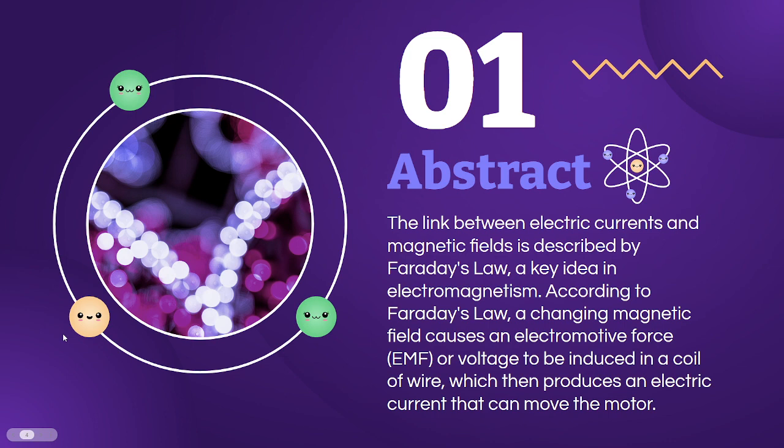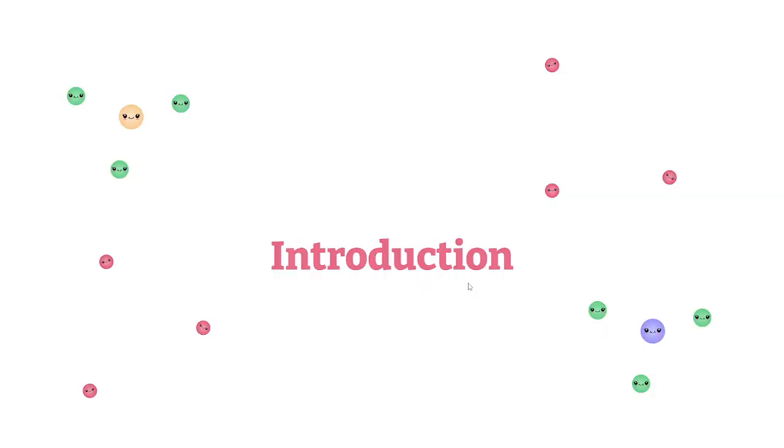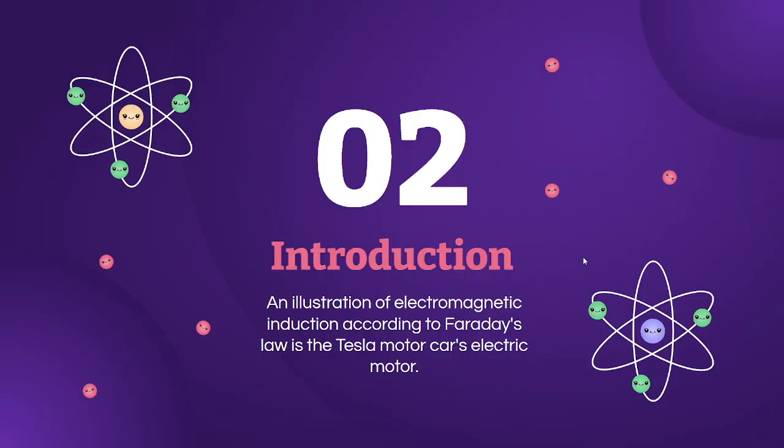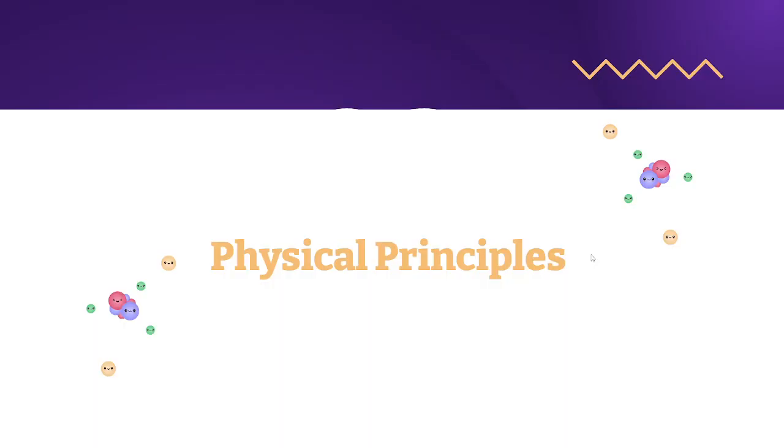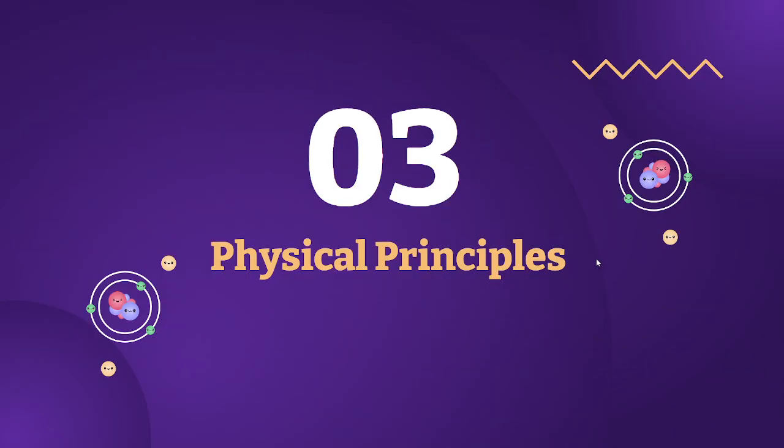My abstract listed here is to link the electric currents and magnetic fields as described by Faraday's law and a key idea of electromagnetism. To note, the changing magnetic field causes an electromotive force, which is known as EMF, or the voltage, to be induced in a coil of wire, which produces an electric current that can move the motor. In section 2, our introduction, we're going to illustrate the electromagnetic induction according to Faraday's law in a Tesla motor car's electric motor. And section 3, physical principles.